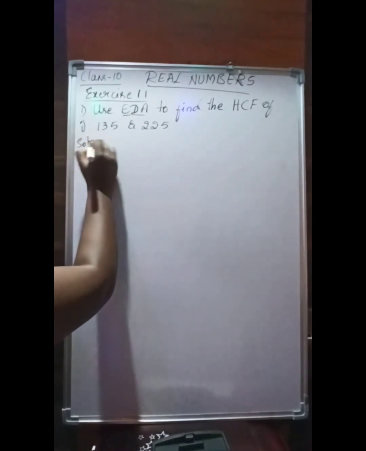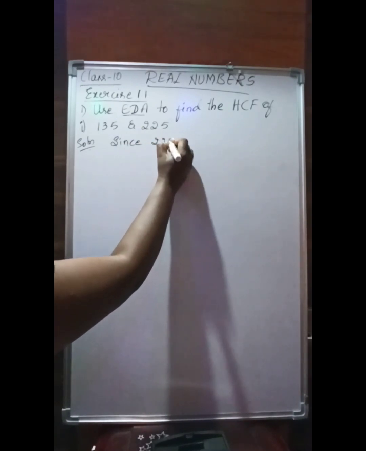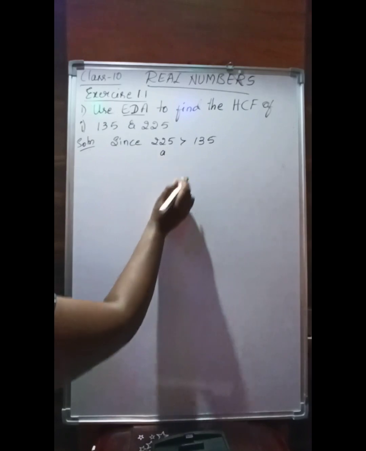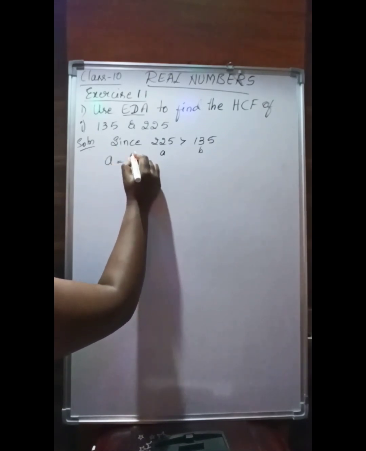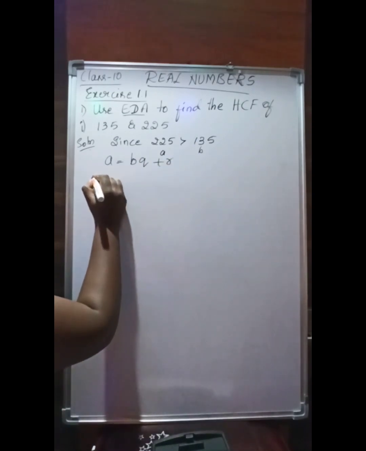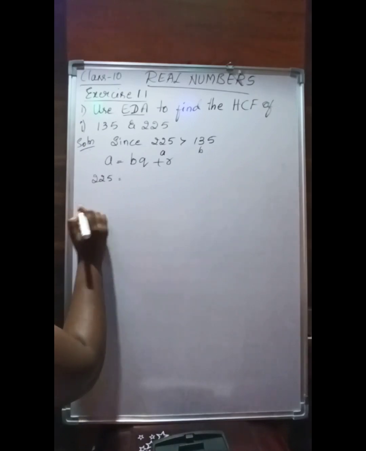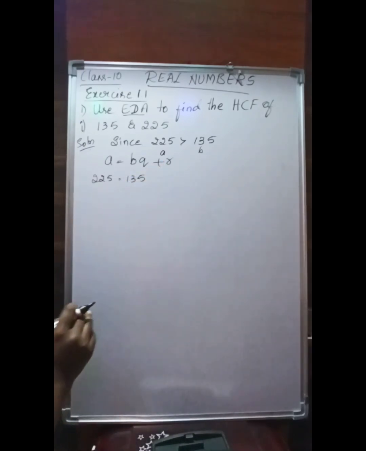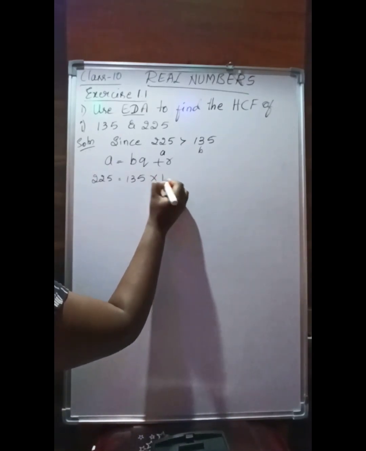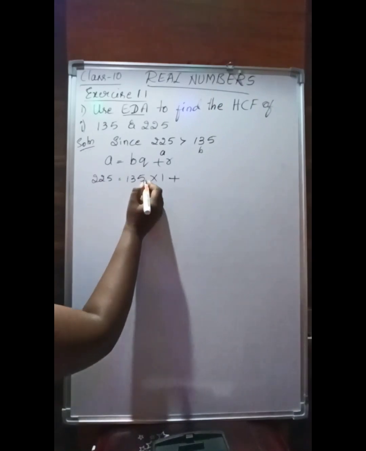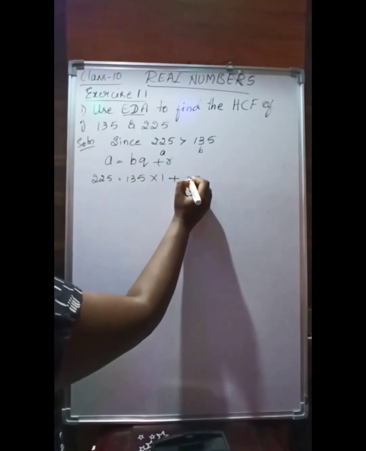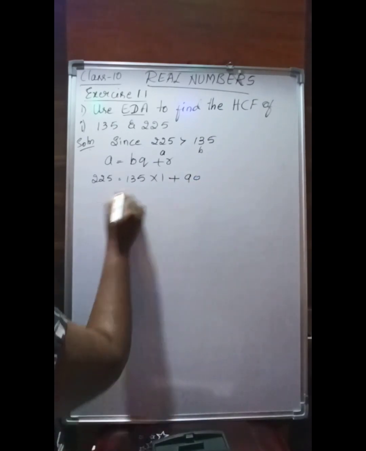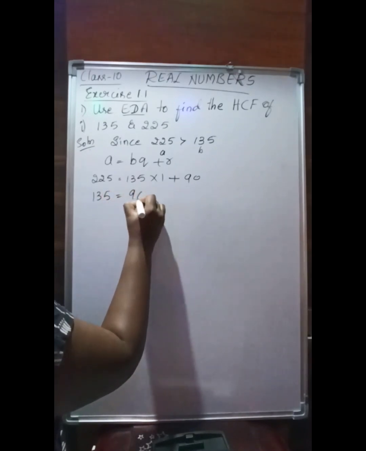Now find the solution. Since 225 is greater than 135, consider 225 as A and 135 as B. According to the equation, that is A equals B into Q plus R. So consider A equals 225 and B as 135. Now try to find Q and R. You can divide only once, so Q is 1, and the remainder is 225 minus 135, which is 90. So R is 90.